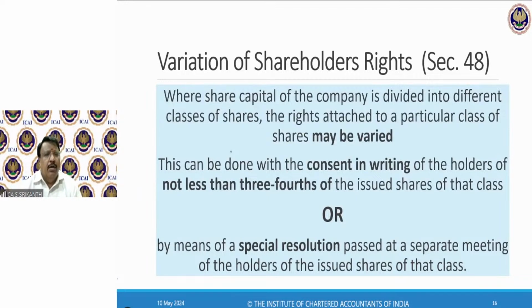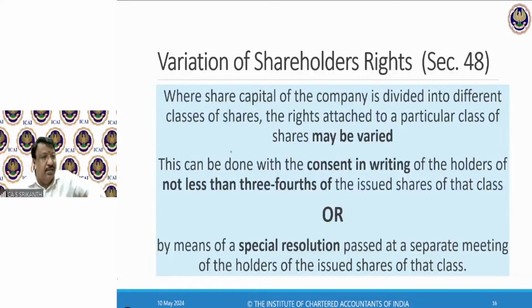Equity shareholders, you cannot convert them to differential voting rights, but you can create other rights which they want to have. The equity shareholders have no other rights. They get the right to vote and they get the right to receive dividend. But preference shareholders, you can vary the rights. Or differential voting right shares, you can change the rights.